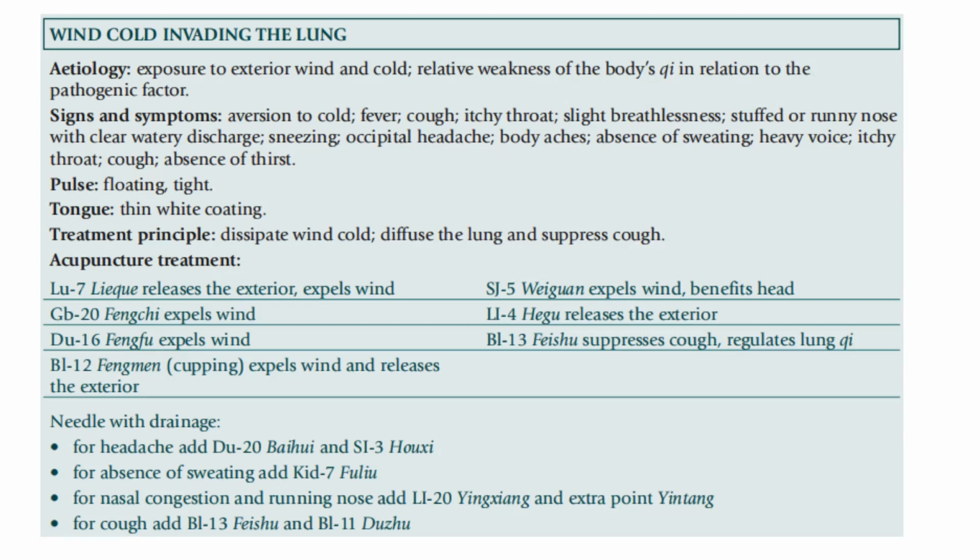For its treatment principle, we dissipate wind-cold, diffuse the lung, and suppress cough. For the acupuncture treatment, we may use Lung 7 as it releases the exterior and expels wind. GB20 expels wind. DU16 also expels wind. Bladder 12 expels wind and releases the exterior. SJ5 expels wind and benefits the head. LI4 releases the exterior, and Bladder 13 suppresses cough and regulates lung qi.